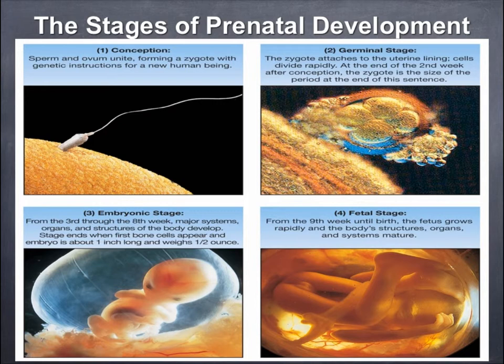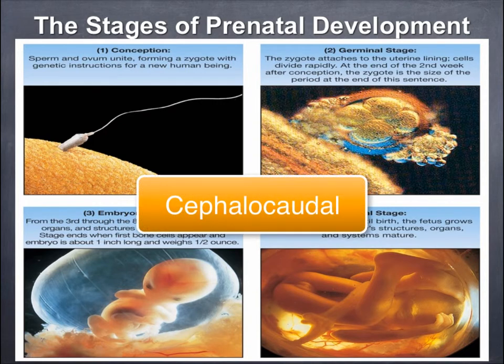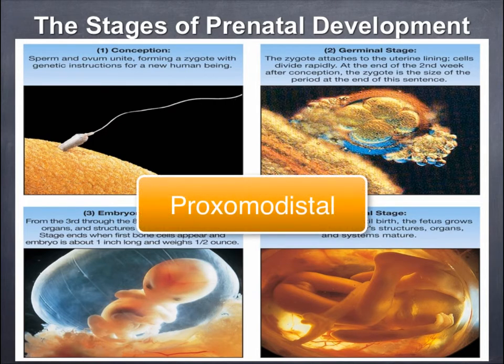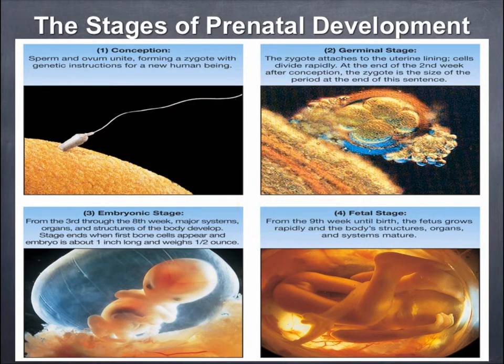From head to toe, this is the cephalocaudal development, and from the trunk to the extremities is proximodistal development. Then the fetus, from week 9 to birth, grows rapidly: organs, structures, body systems. The fetus can respond to outside stimuli, especially sounds. Research by DeCasper and Spence showed that infants showed a preference for stories that had been read during the final 6 weeks of pregnancy.